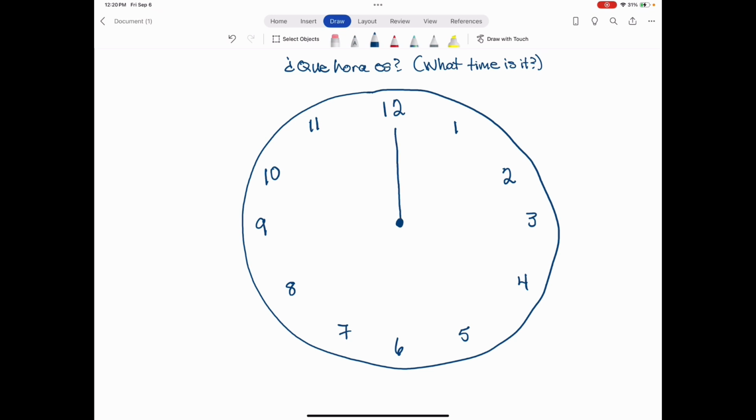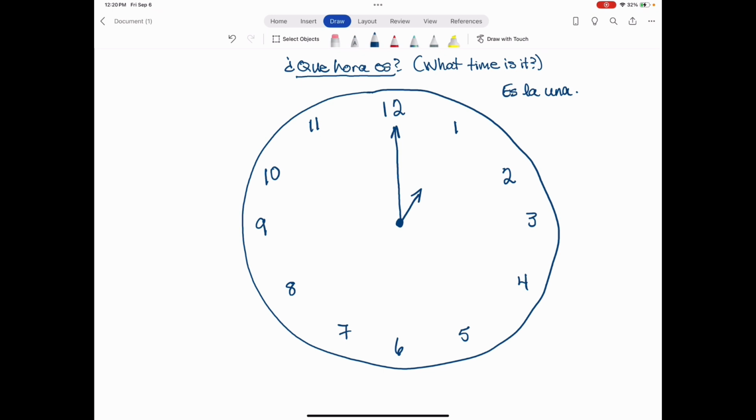All right, so here's my clock in Spanish. And you'll notice that the big hand is on the 12, the little hand is on the 1. So the question is, ¿qué hora es? Right here, ¿qué hora es? Means, what time is it, or what hour is it? The answer to this question for the time represented on the screen is, es la una. It is 1 o'clock.